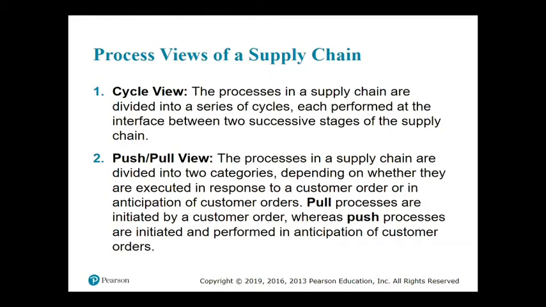So supply chains are basically concatenations of different processes and flows that take place within and between different stages and different players in a supply chain. And so there are two general views to consider these processes. One is called the cycle view, and one is called the push versus pull view.